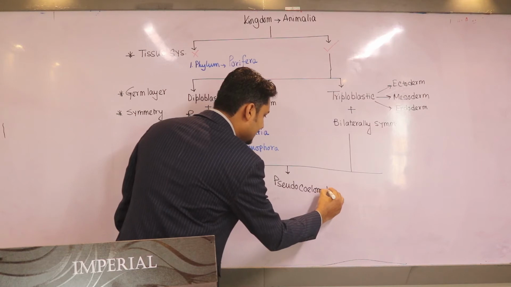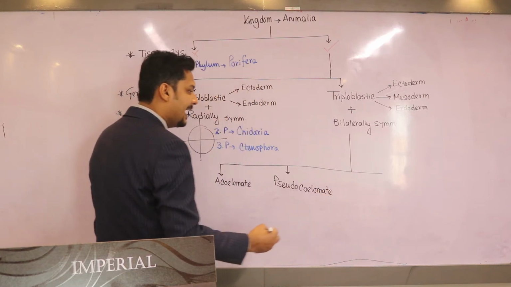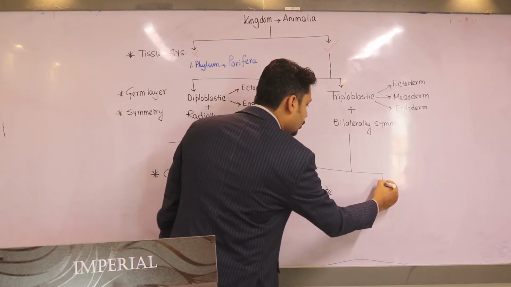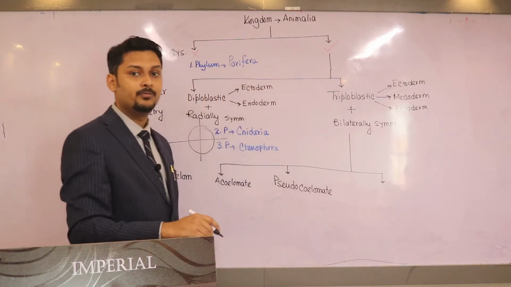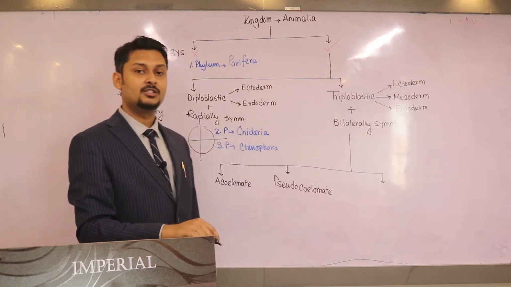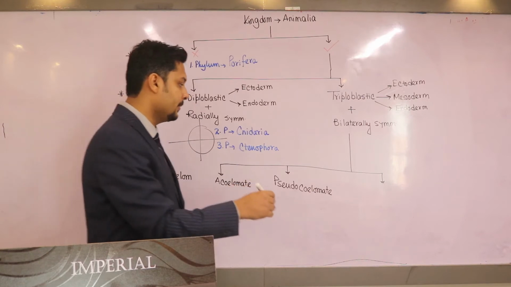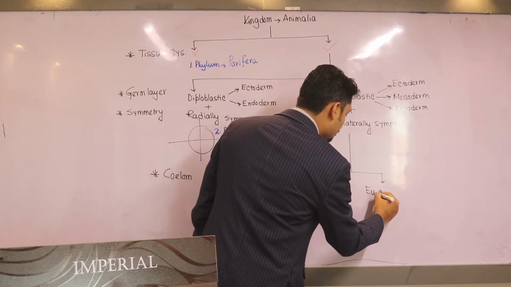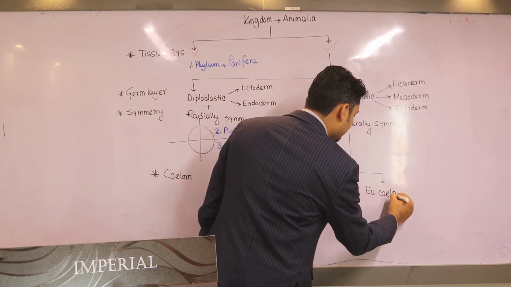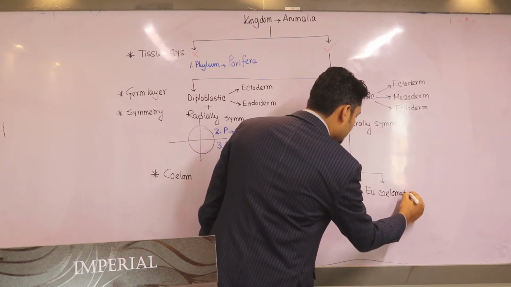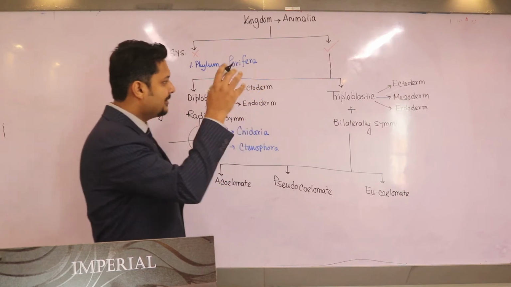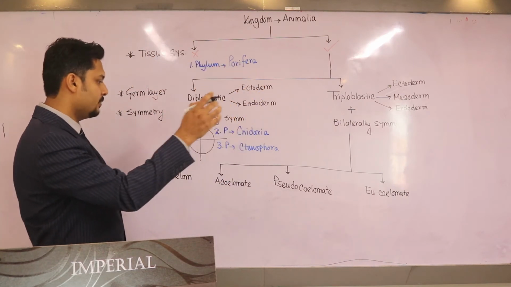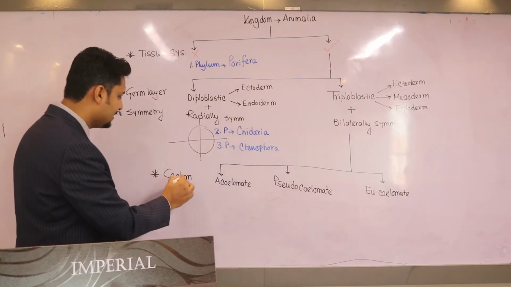They are known as pseudocoelomate. And some have an ideal coelom, and that ideal coelom is known as eucoelomate. Eu in biology means ideal. Eucoelomate. So those are triploblastic, bilaterally symmetrical. They are classified on the basis of coelom.